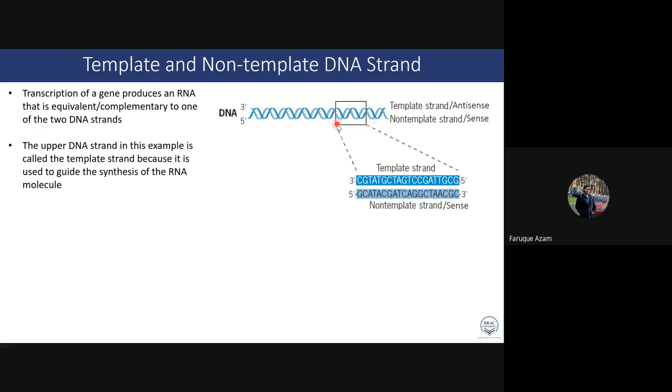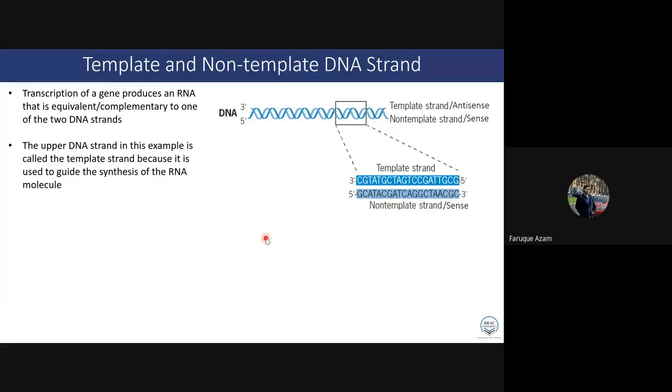If you consider one gene in the upper strand, this is the template strand. The RNA polymerase will synthesize using this strand, and the resulting RNA will be complementary to it. That means the first nucleotide of the RNA would be G, and the second nucleotide would be C. The other DNA strand is also complementary to the template, so the resultant RNA is equivalent to the non-template strand.